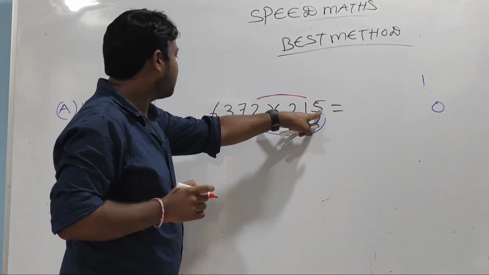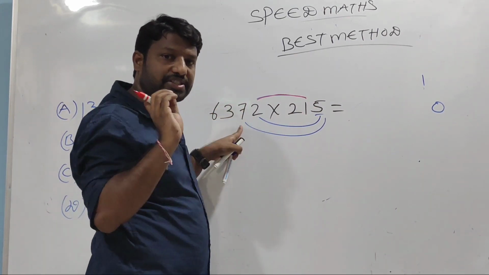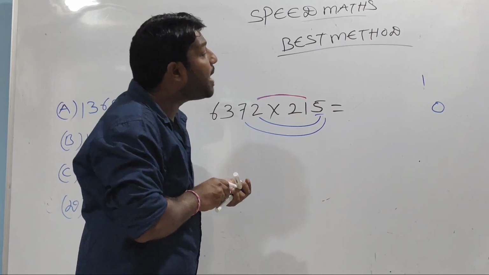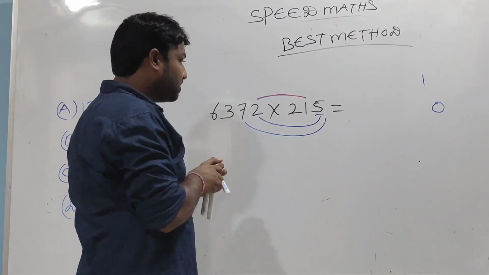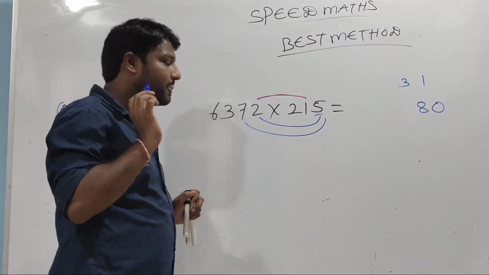Next two. 5 7s are 35. Next, 1 2s are 2. 5 7s are 35 plus 1 2s are 2. 35 plus 2 is nothing but 37, and plus 1 carry is there, 38. So I write 38 here. Carry 3. Okay. Next step.